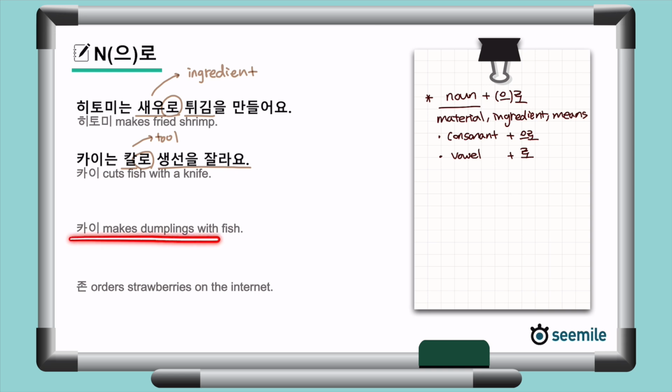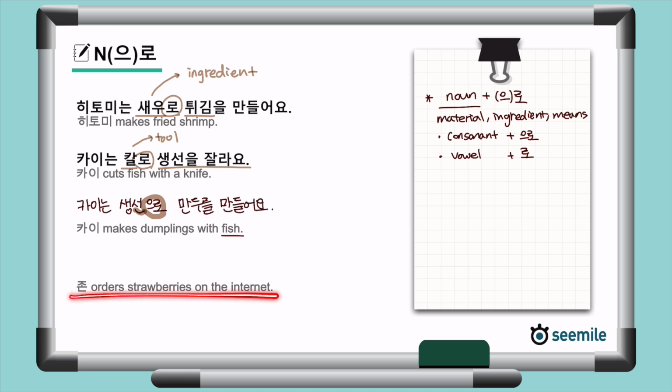Kai makes dumplings with fish. Fish is one of the ingredients used in the dumplings Kai is making, so 카이는 생선으로 만두를 만들어요. John orders strawberries on the internet. John is ordering strawberries by means of the internet, so 존은 인터넷으로 딸기를 주문해요.